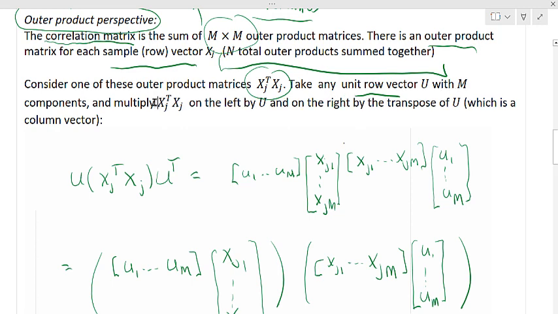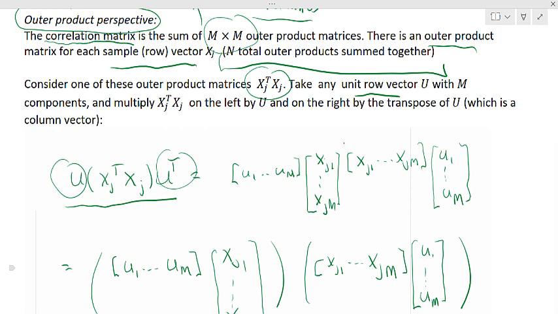Remember, the correlation matrix is a sum of terms like this. So I'm going to multiply this one term on the left by u and on the right by the transpose of u. Let's see how that works out mathematically. Right? So here I have my expression. I'm multiplying on the left by u, on the right by u transpose. Right? Then what do I do?